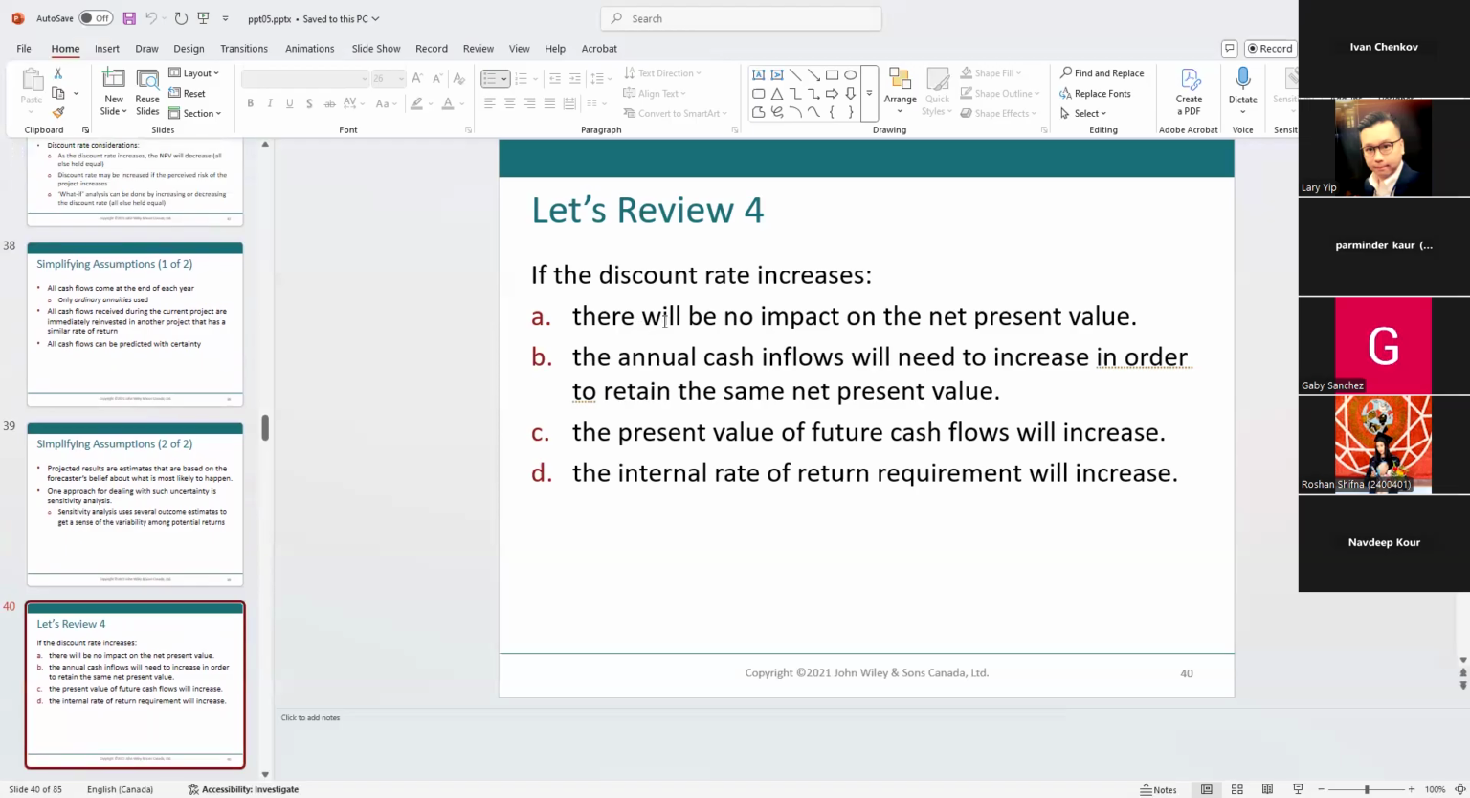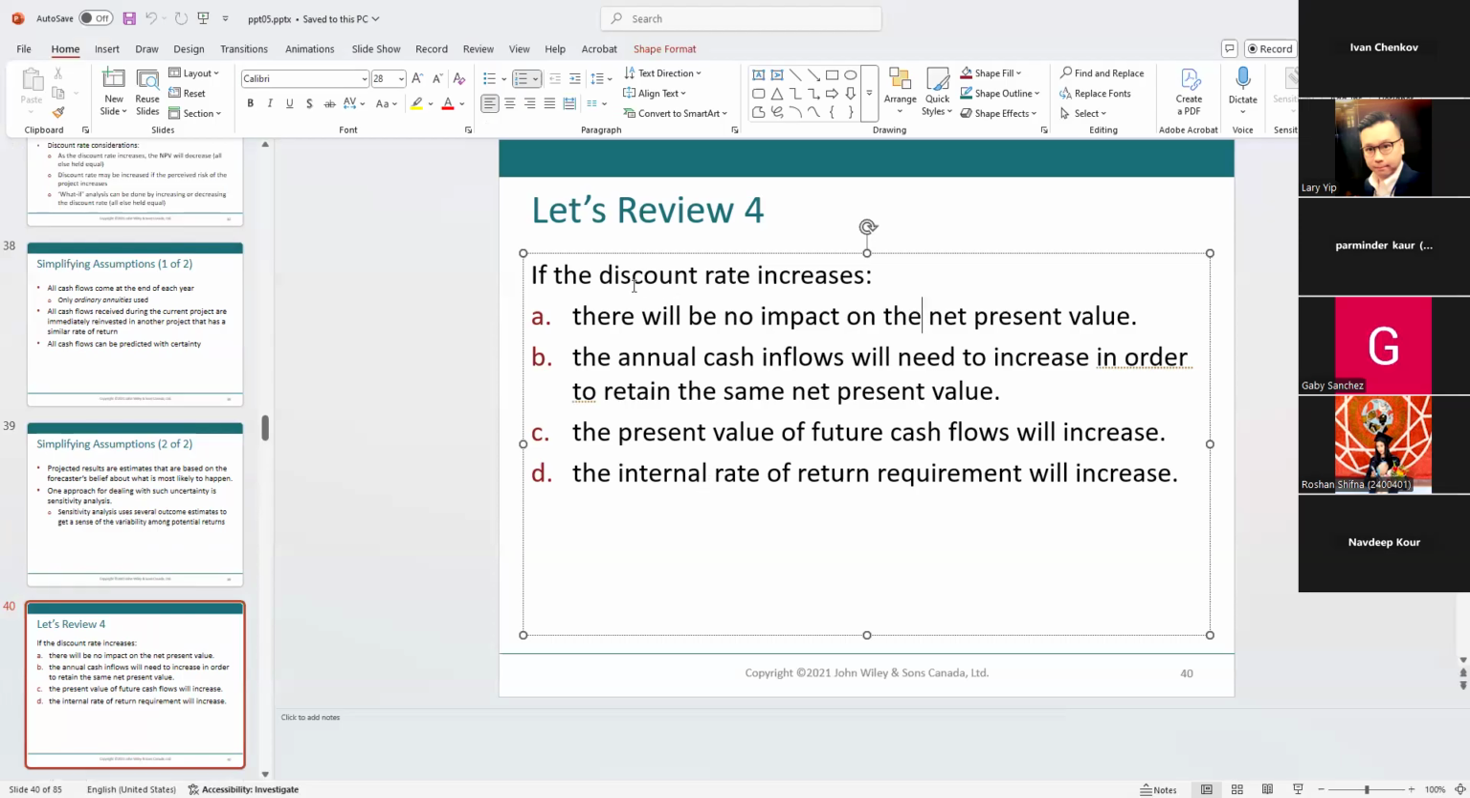Why is the second one? Because obviously the discount rate is going to have an impact, so the first one is incorrect. Second one, discount rate and internal rate required will increase. Well, the discount rate is the internal rate of return, so that doesn't make sense at all. So it's eliminated. And the next one is C.